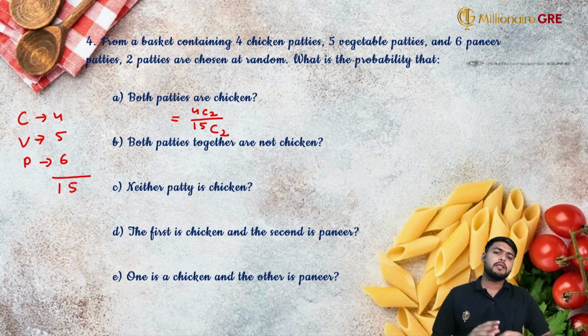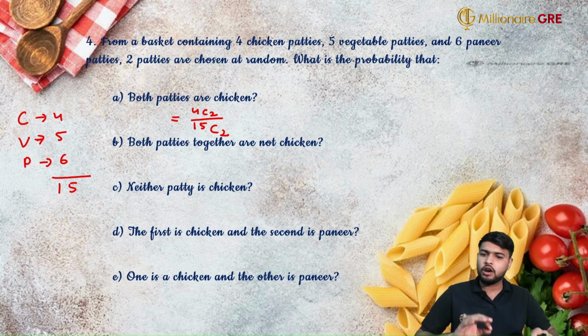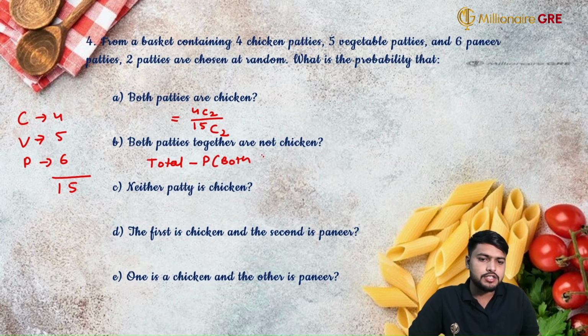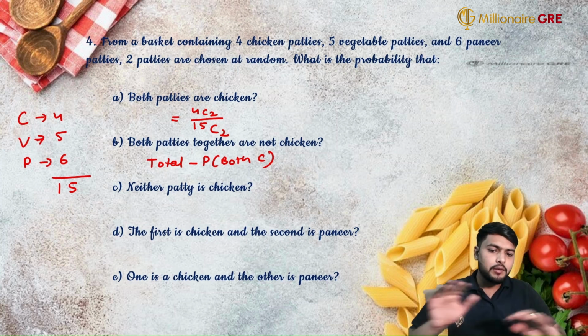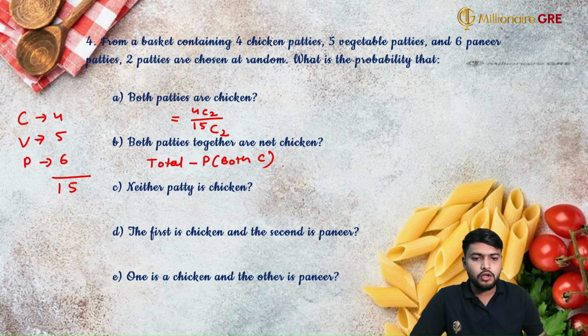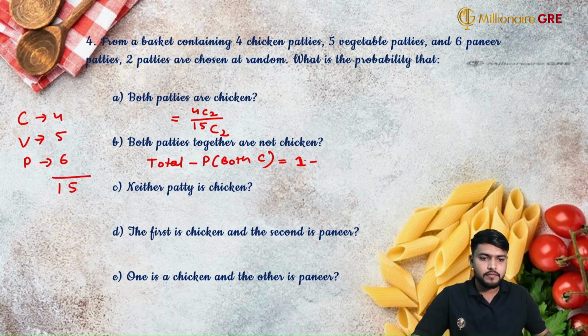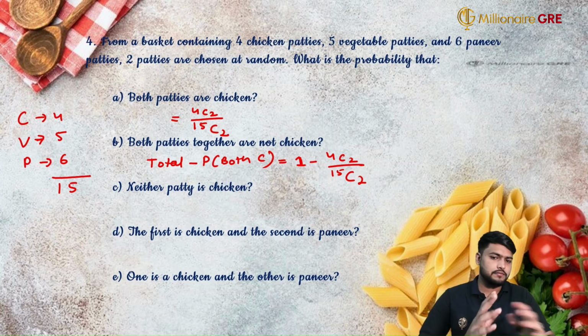B part is both patties together are not chicken. Now together means both of them cannot be chicken. It's possible that one is chicken. One can be chicken, other can be non-chicken, or none of them are chicken. So here from the total probability, if we subtract the probability that both patties are chicken, we will get the probability that both together are not chicken. Total probability is always 1. And the probability that both are chicken, we have already determined in part A, and that is 4C2 upon 15C2, and this is the answer.